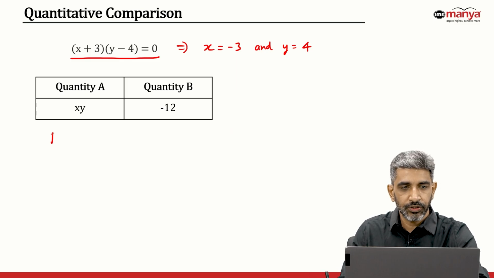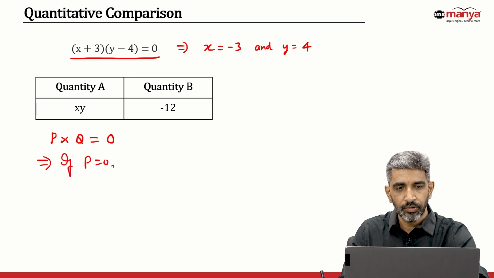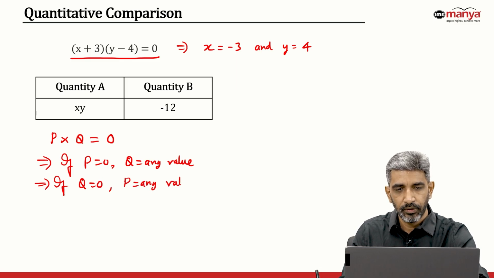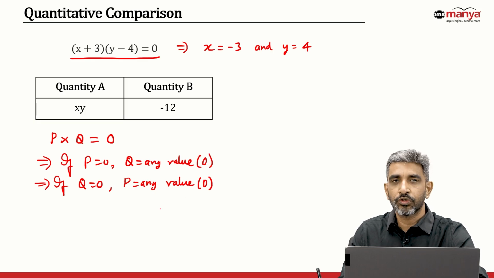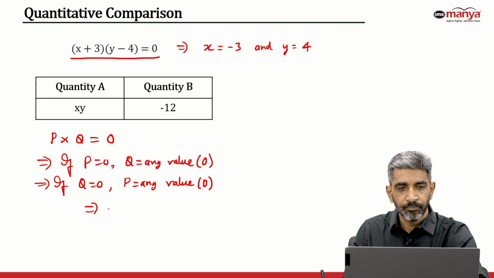If you have a situation where you have two numbers being multiplied with each other, let's say p and q, to give you 0, it means that if p = 0, q can be any value, and if q = 0, p can take any value. Now, when you say any value, remember that one of those values could be 0 also, which means if you condense these two situations and look at the common solution, there is a case where p and q can both be 0.